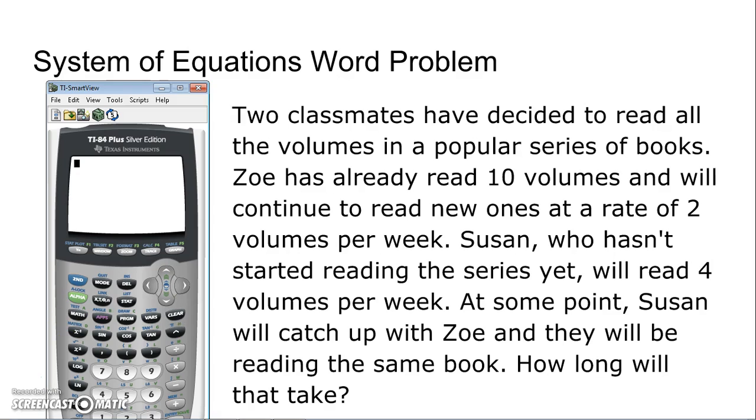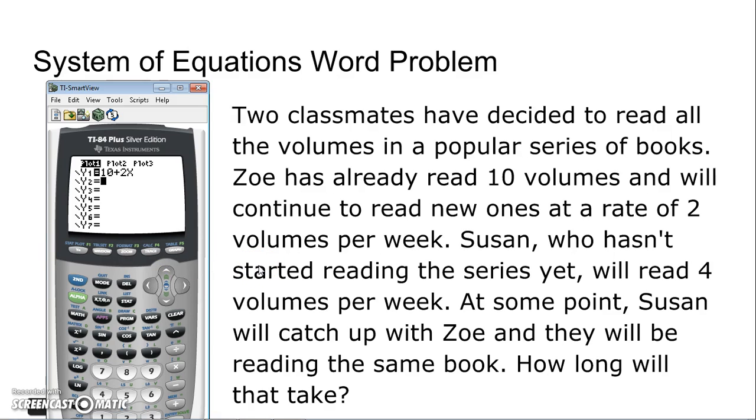So Susan and Zoe both have their own equation, and we're going to put that in the y equals. It says Zoe has already read 10 volumes, so I'm going to put that in. That's my starting point. She's already read 10, plus she's going to read 2 volumes more per week, and x is my weeks. y would be my total books. That's Zoe.